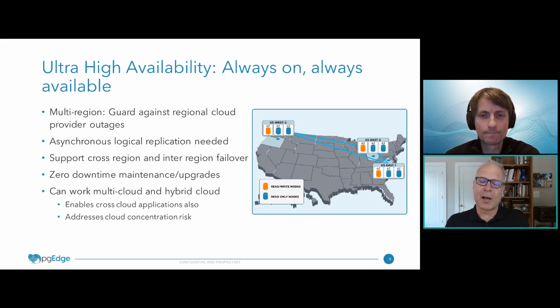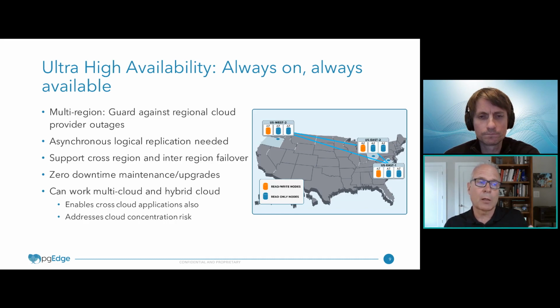Have synchronous updates, but for geographically separate regions, it definitely needs to be asynchronous. This architecture could also work multi-cloud and hybrid cloud. So you can support applications that are actually crossing over between multiple clouds or between on-prem and one or more clouds.